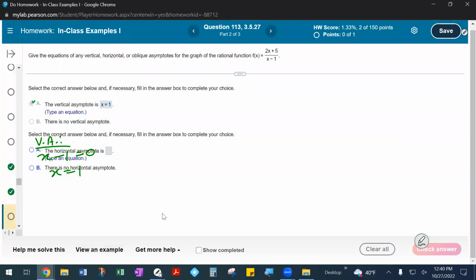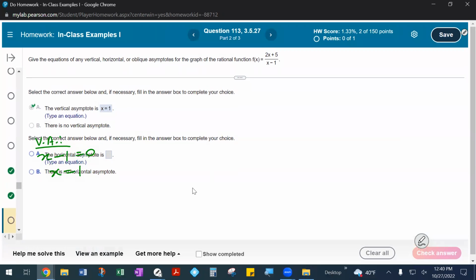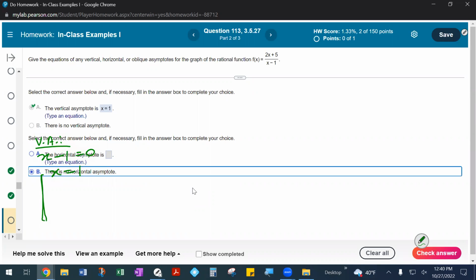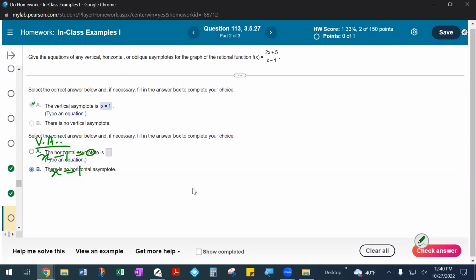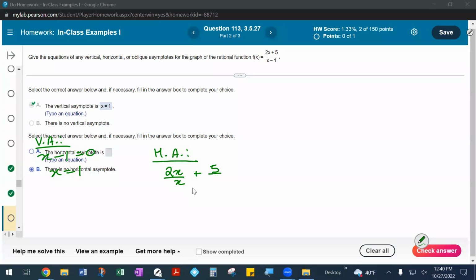Okay, so can you tell me if this guy will have a vertical or horizontal asymptote? You have 2x plus 5 divided by x minus 1. There would be horizontal or oblique? Horizontal, because the degree on the numerator is the same as the degree on the denominator, so you are actually going to have a horizontal asymptote, not an oblique. There can't be an oblique asymptote and a horizontal in the same one. So if there's a horizontal, there's no oblique.